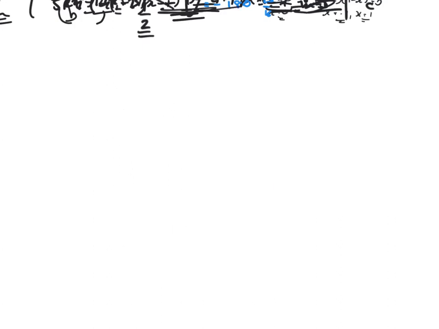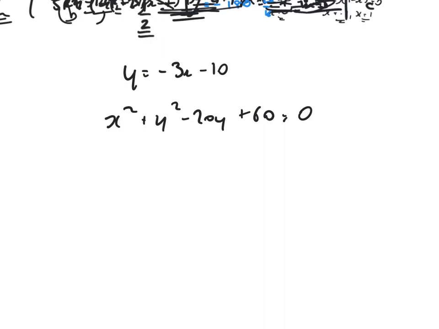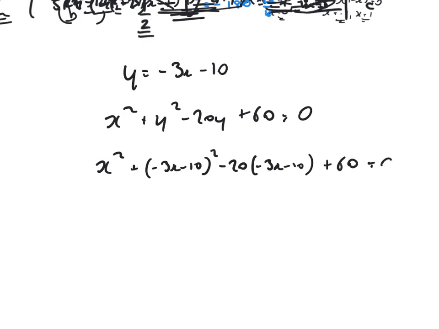Okay, question 10, we're going to show that y equals -3x minus 10 is a tangent to the circle x squared plus y squared minus 20y plus 60 is equal to 0, and find the coordinates of the point of contact. So let's sub y into that equation: x squared plus (-3x minus 10) all squared, minus 20 bracket -3x minus 10, close the bracket, plus 60 is equal to 0. Just take your time with that. If you need to go to the side and take your time with it, then that's what we do.